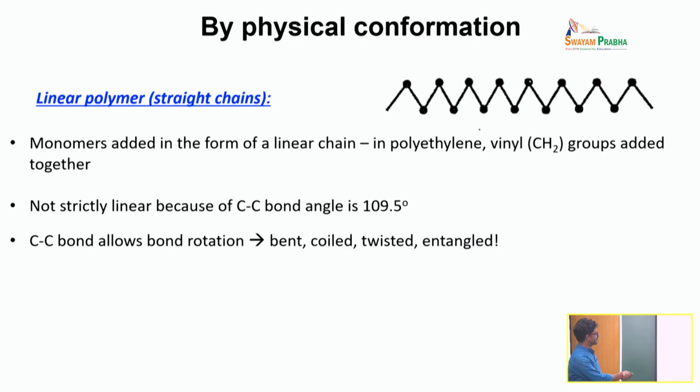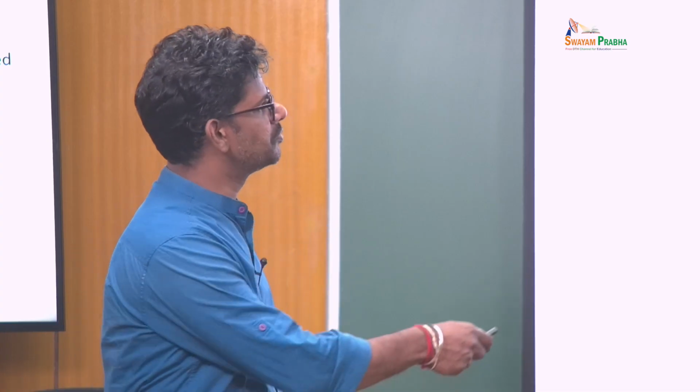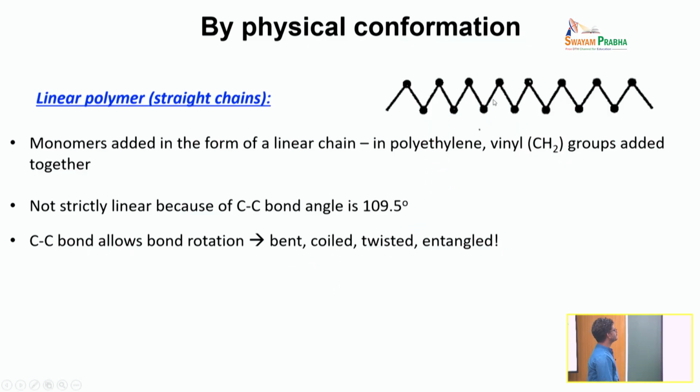Because of CC bond rotation in a linear polymer chain, there is a possibility of bending. It can coil up, it can twist, and it can entangle with other chains and so on. Those are some of the important characteristics of linear polymers or straight chain polymers. An example is polyethylene, as I mentioned already.